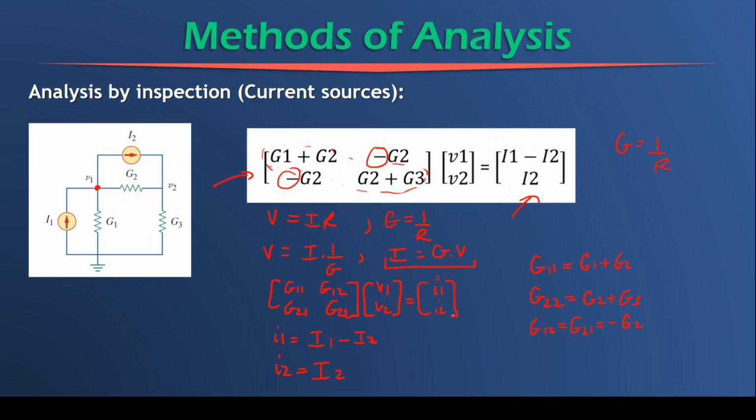We will then have a matrix that has values for G, values for I, and the unknowns will be V. So we then solve for, in this case, V1 and V2.